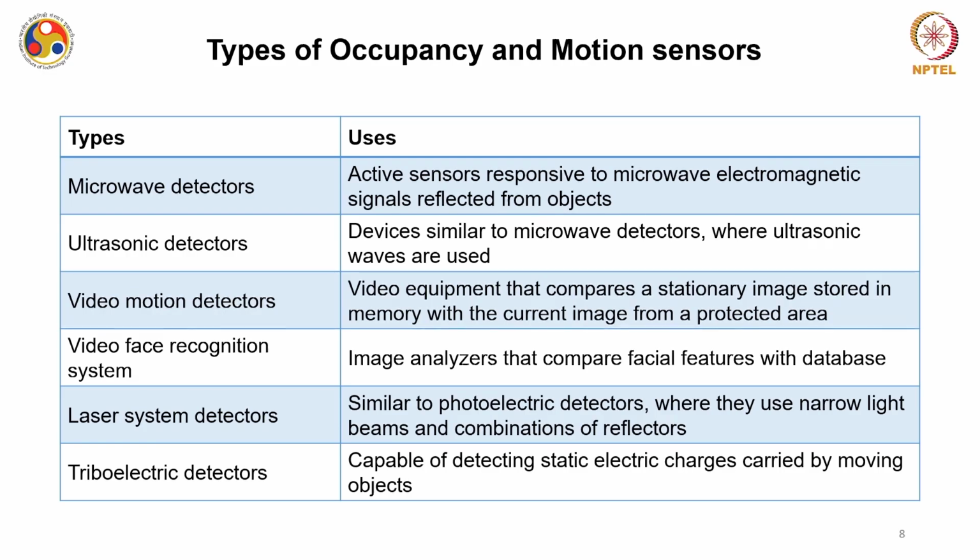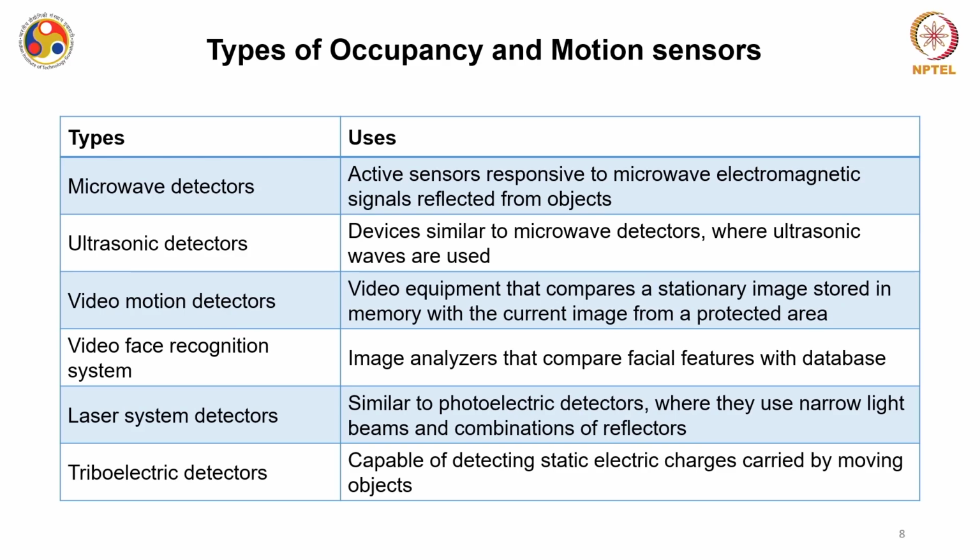So you have a transmitter for the microwave, you have the object from which it is reflected, and then you have a receiver. On the same principle, you have ultrasonic detectors also, but there you are transmitting ultrasonic waves instead of microwaves. Then, in general, we have video motion detectors, which are nothing but video equipment that compares a stationary image stored in memory with the current image from the protected area.